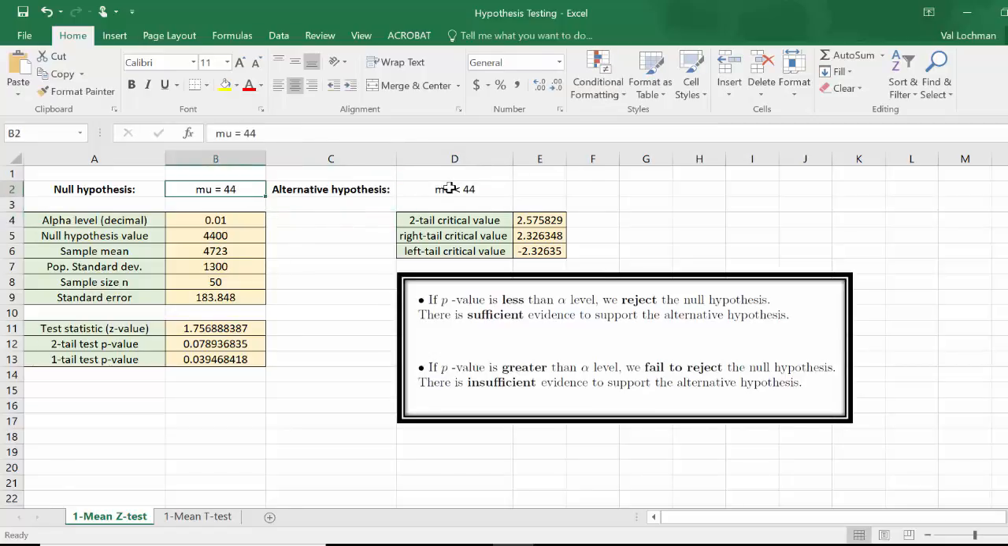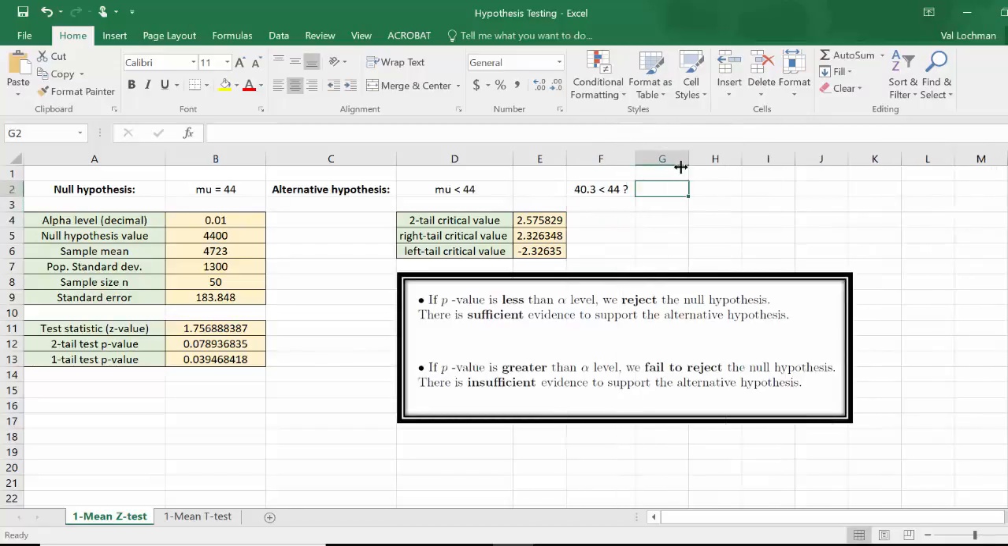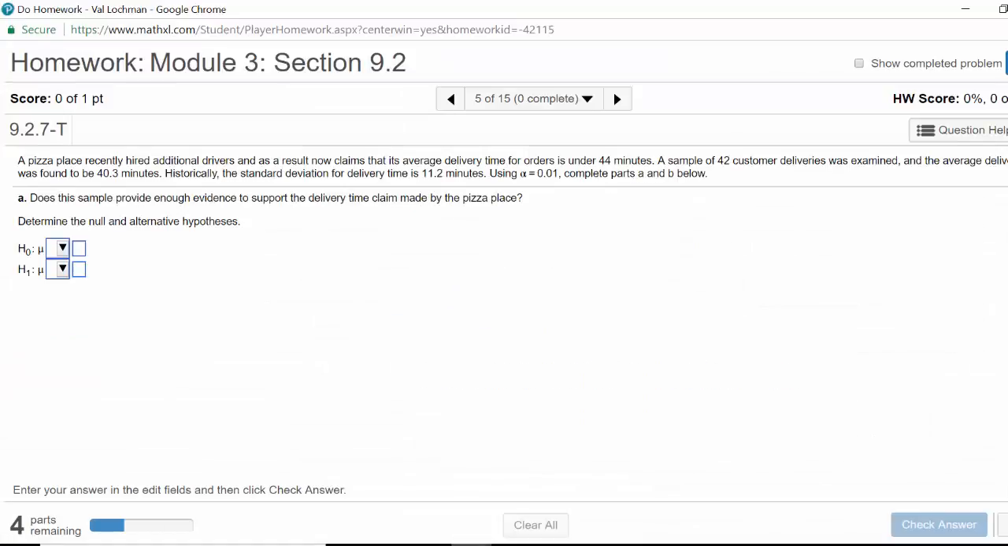Notice how the number in each of the hypotheses is the same, okay? So to check if you set it up correctly, think about it this way. Is 40.3 less than 44? The answer is yes. Of course it is smaller, but that's not what the hypothesis testing is going to tell us. It's going to tell us if it's significantly smaller, okay? So let's go ahead and see what else we have.